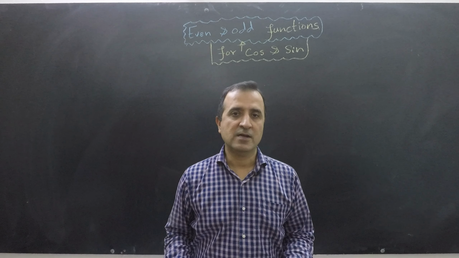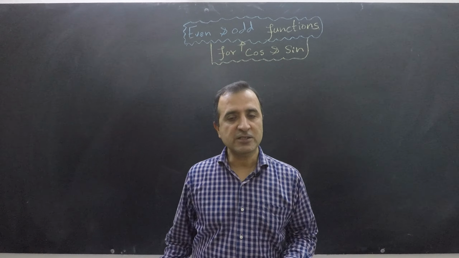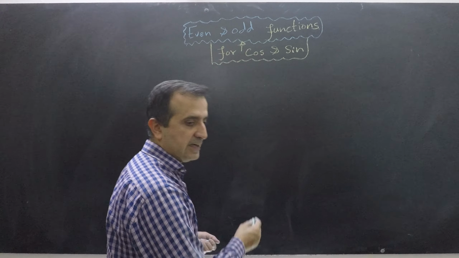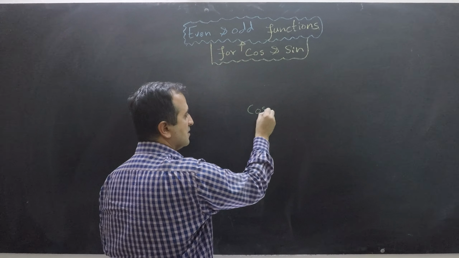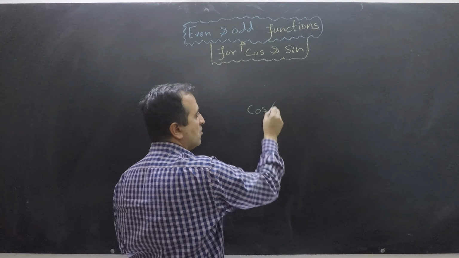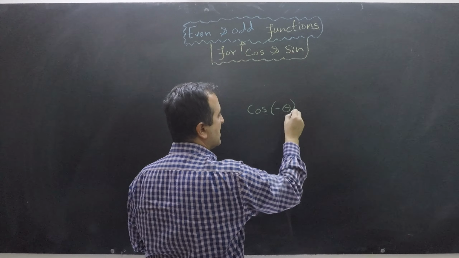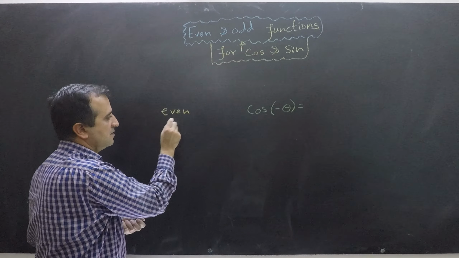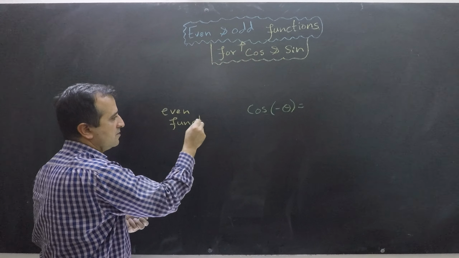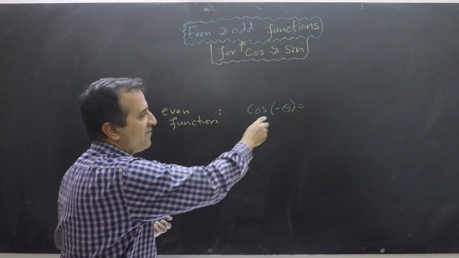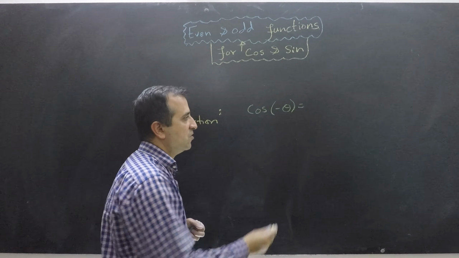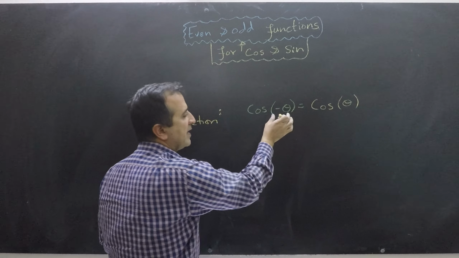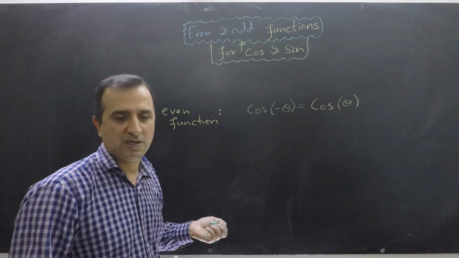In this video we will learn that cos is an even function and sine is an odd function. That means, let's say cos is the name of a function. So cos of minus theta, because it's an even function, what will be our result? Cos theta. I'm using these brackets, but you don't have to use them. The brackets are optional in this case.